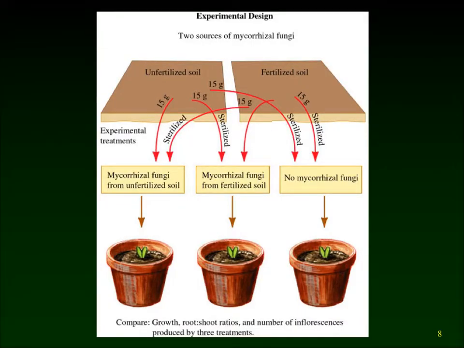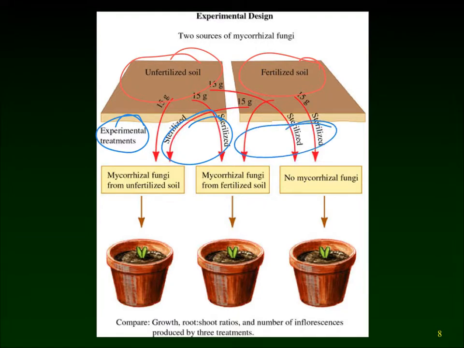So here's an example of that research, the experimental study. So we have unfertilized soil, we have fertilized soil, and then you can see the treatments. So they had sterilized some of these, and then they fertilized them. They didn't have any mycorrhizae, and mycorrhizae from unfertilized soil, and they compared the growth of the roots and the shoot ratios, the number of inflorescences in this study.